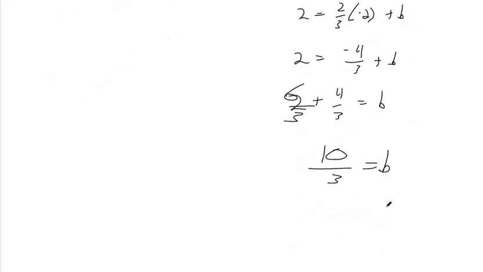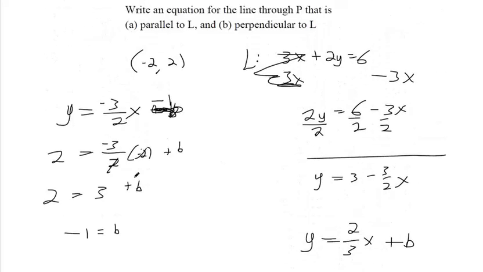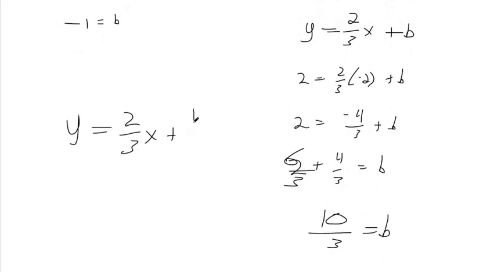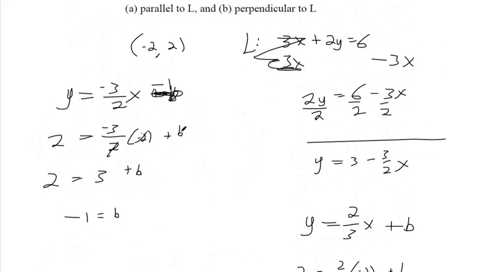Remember, they asked us to construct a line. This isn't a line, right? The line is y equals 2/3 x plus our b of 10/3. That's the perpendicular equation that goes through negative 2 comma 2.